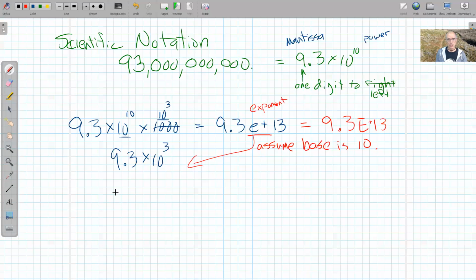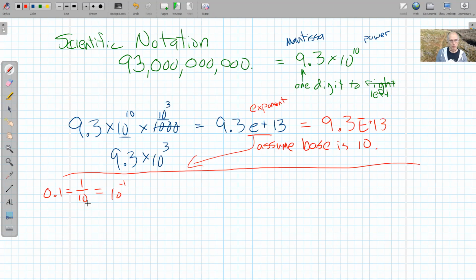So we can also use scientific notation to do really small numbers. Remember, numbers like 1/10, whether in decimal or fraction form, 10 to the -1 means flip the base. So 1/100th is 10 to the -2. So we can also use scientific notation for really small numbers.